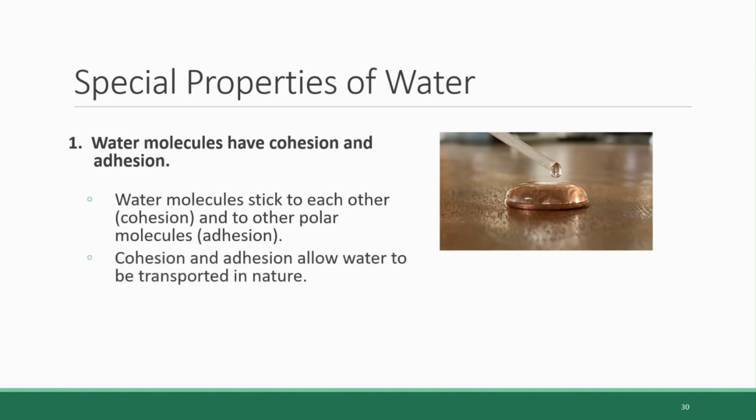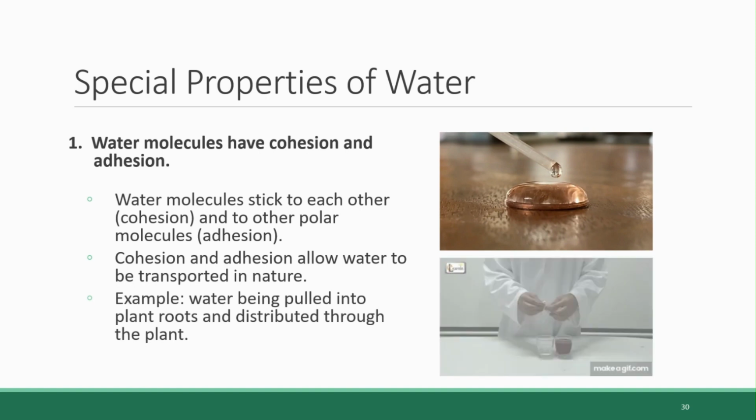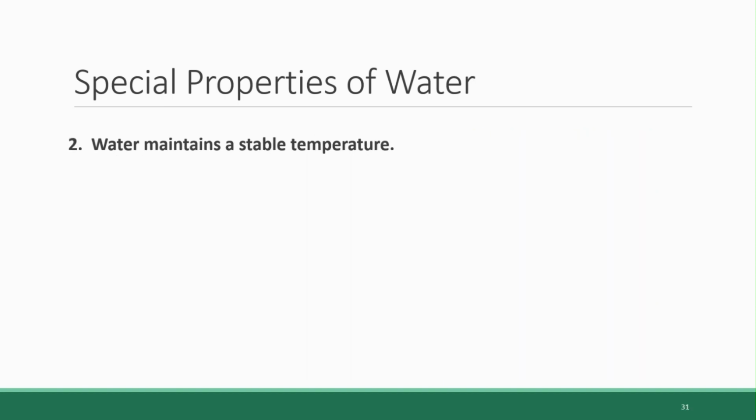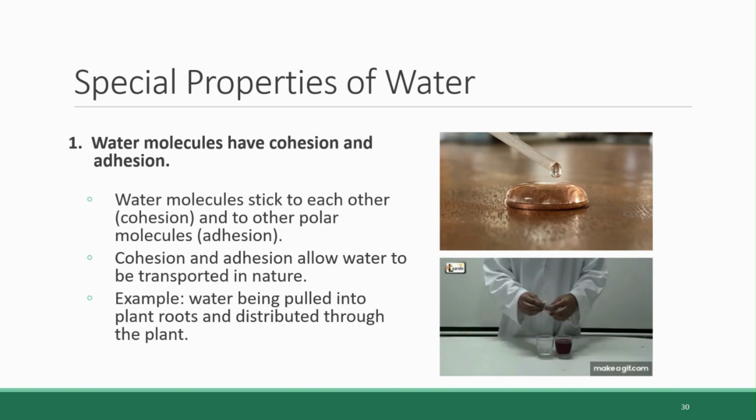In nature, these cohesive and adhesive forces allow water to be transported. For example, water is pulled through plant roots and distributed throughout the plant because of its cohesion and adhesion. In this demonstration here, we see a paper towel being bent and dipped into a cup of colored water on the right and an empty cup on the left. And water gets drawn up into the material of the paper towel, and then the force of gravity pulls it into the cup.